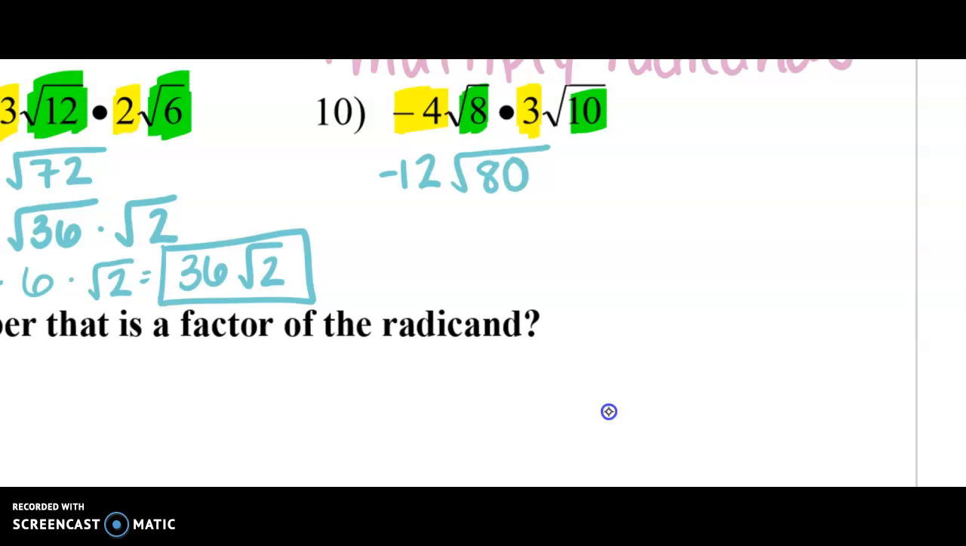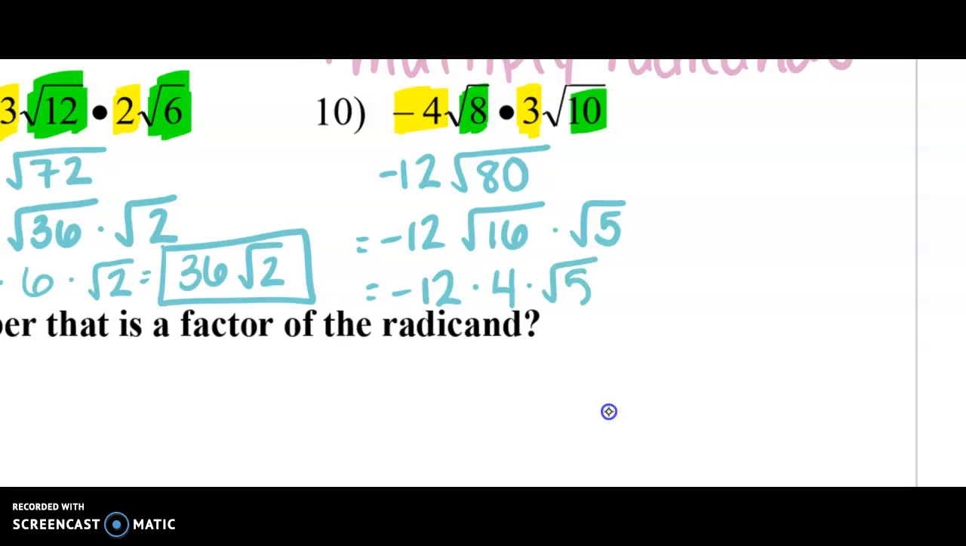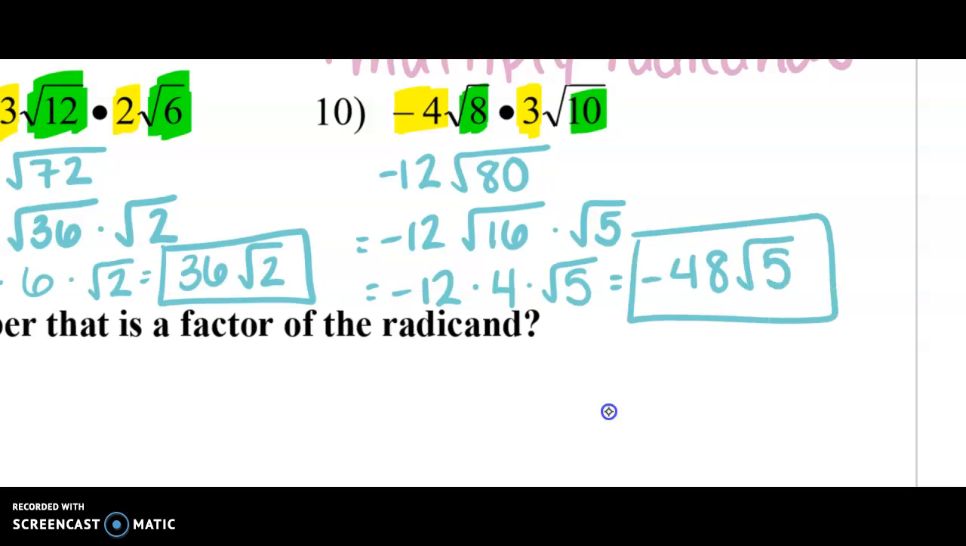Then I need to figure out what is the largest perfect square that goes into 80. The answer is going to be 16. So -12 times the square root of 16, and it would be 16 times 5 that gives me 80. Then from there, -12 times the square root of 16 is 4 times root 5. So -12 times 4 is -48 root 5. Root 5 cannot be simplified, so that would be our final answer. Okay?